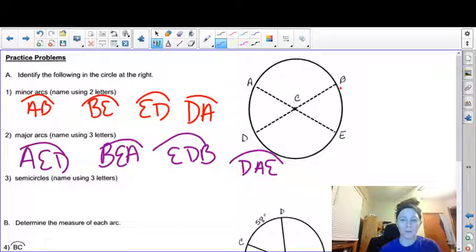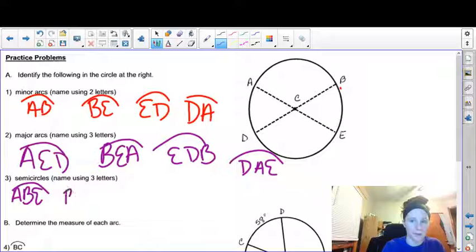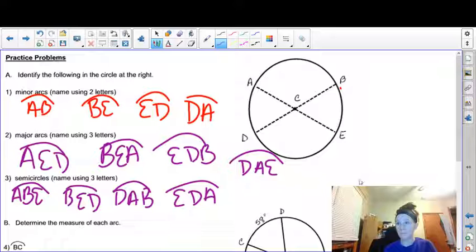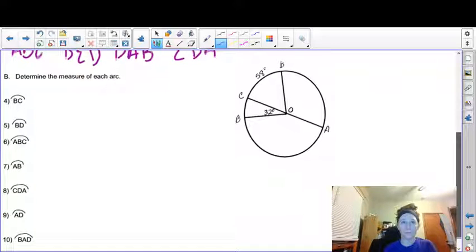Semicircle. Well, we've got ABE. We've got BED. Bed. We've got DAB. Hey, we're going to dab today. And then I've got A. Wait a minute, which one am I missing? Oh, I'm sorry, I missed the E one, the one that starts with E. So then I've got E to D to A. Okay.